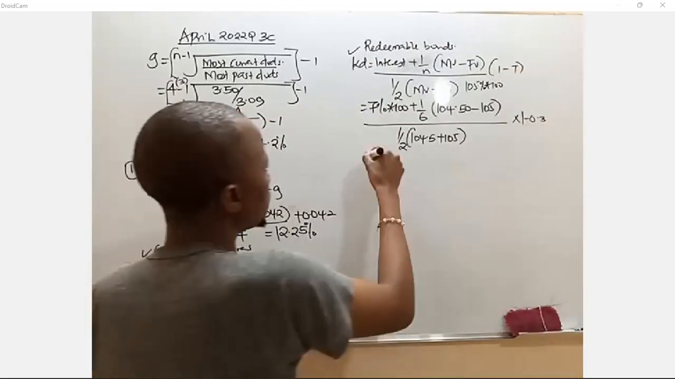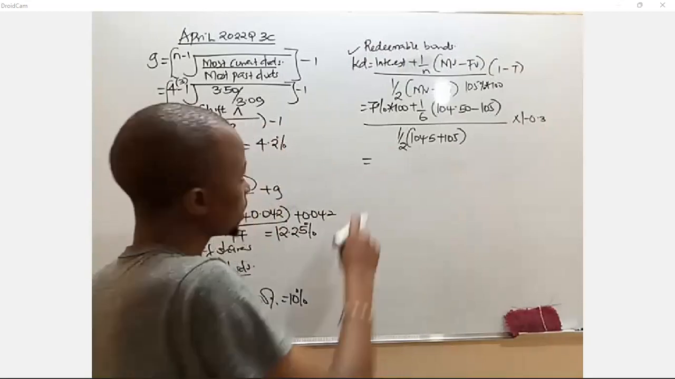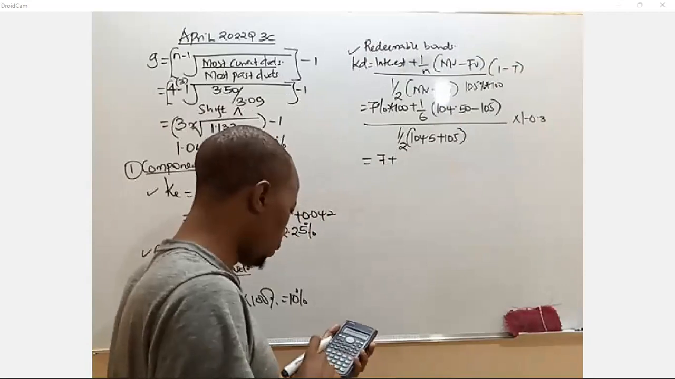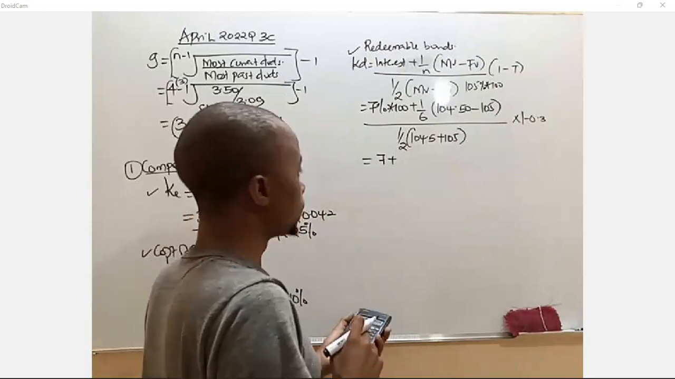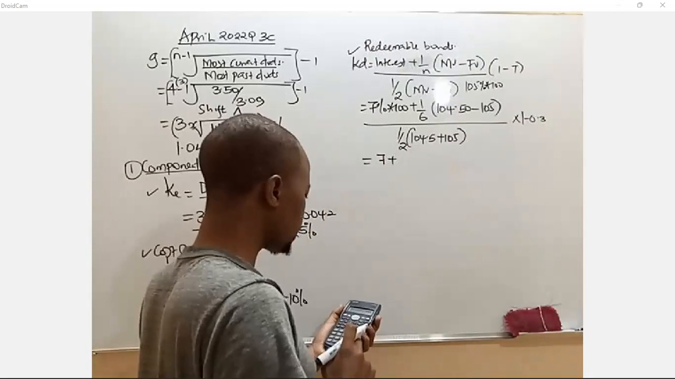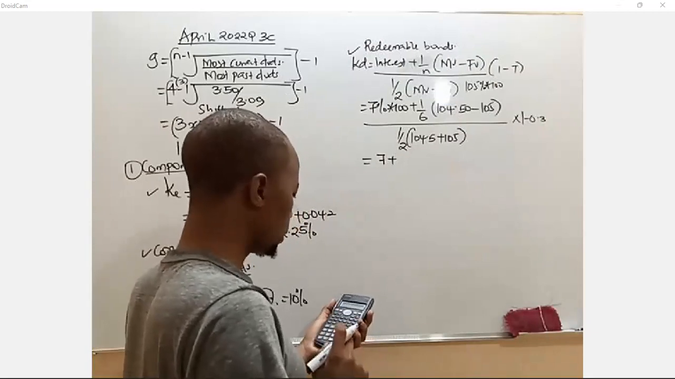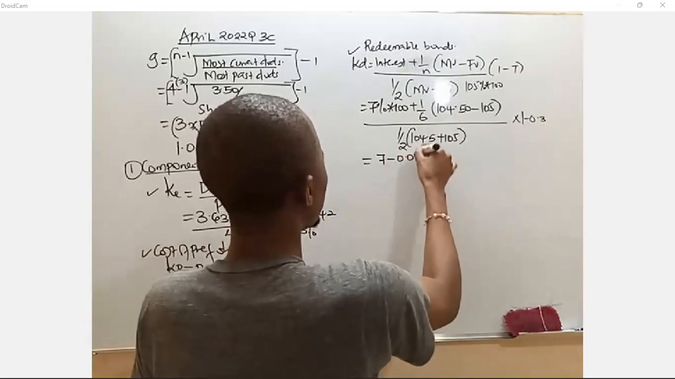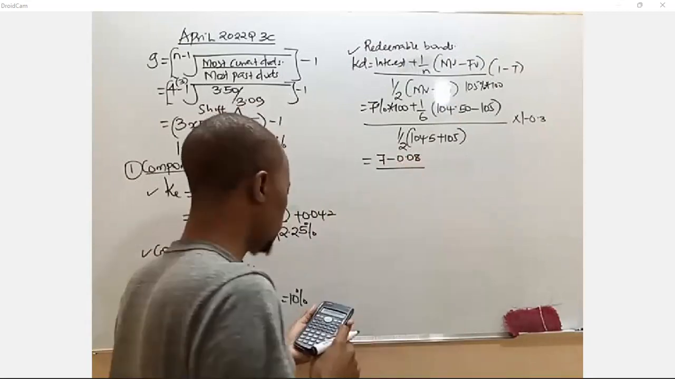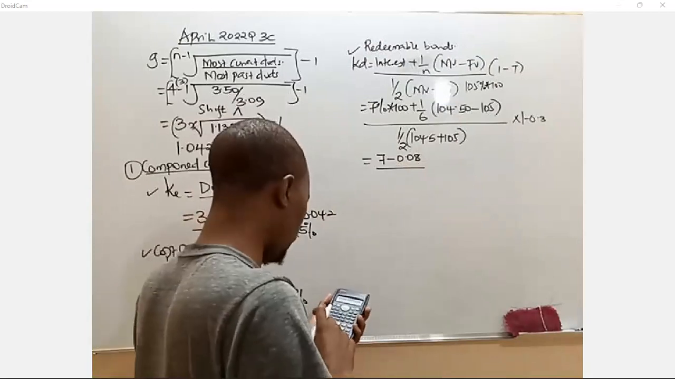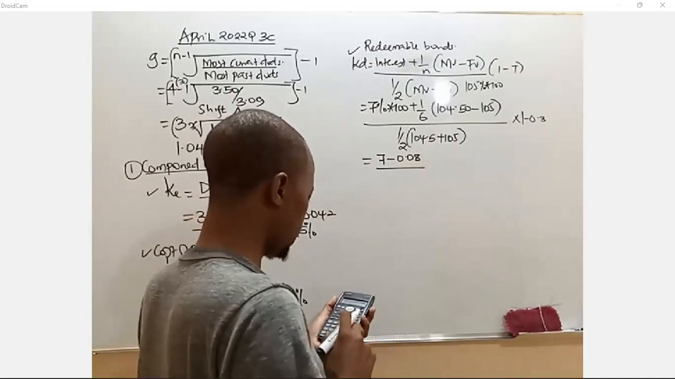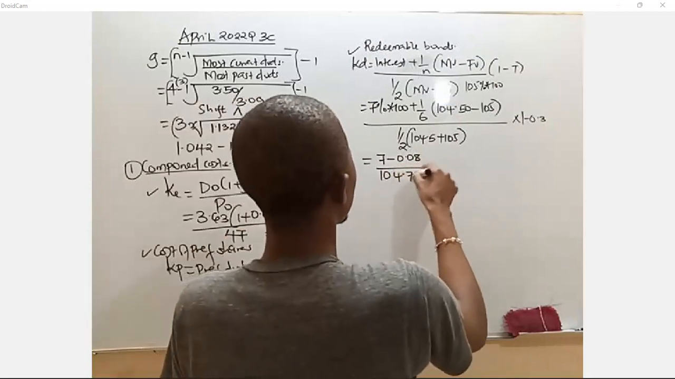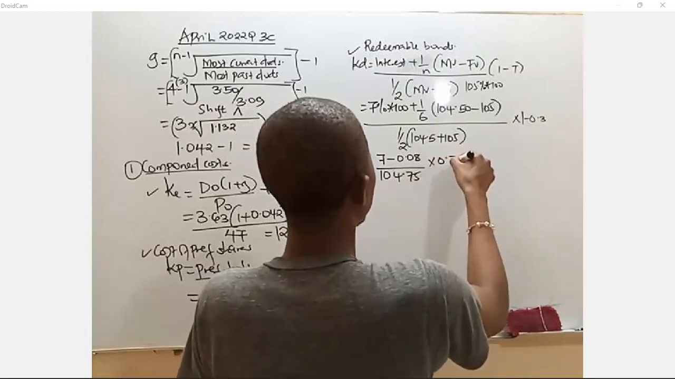So let us break it down here. We start from the 7. The first one will be 7 plus, let me just check on this, 104.5 minus 105 divided by 6. Right, so we should be getting something closer to negative 0.08. We divide it by 104.5 plus 105 divided by 2, getting 104.75. Then we multiply by 0.7.